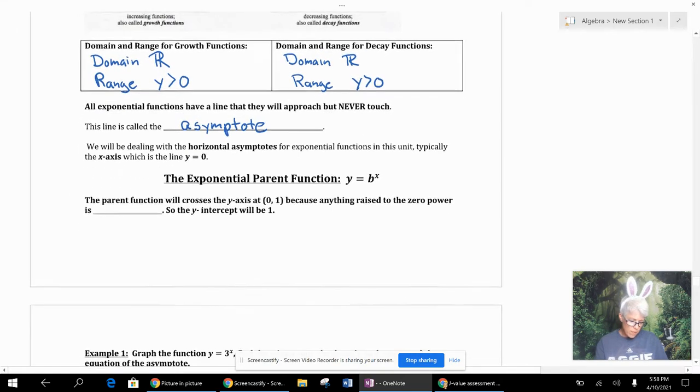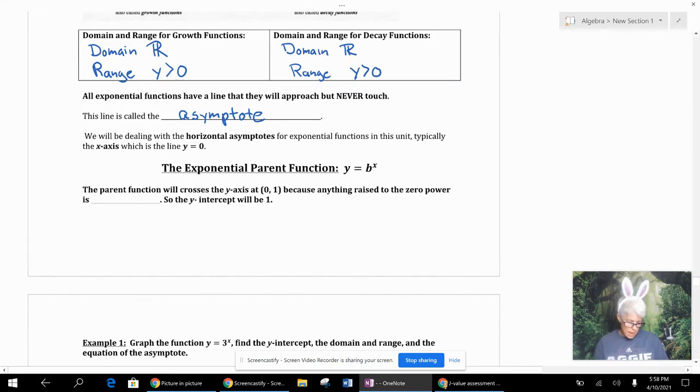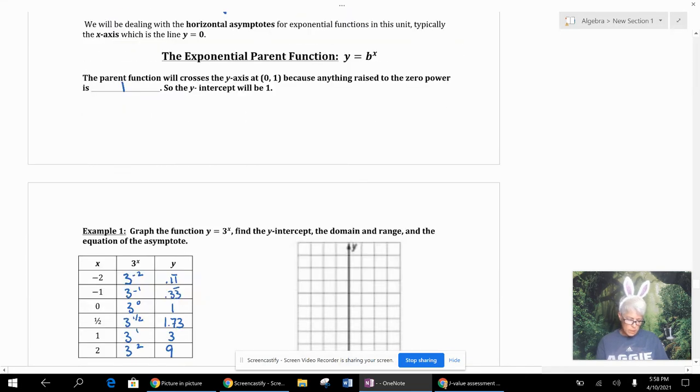Here again we have that parent function, and because anything raised to the 0 power is 1, the parent function will cross the y-axis at (0, 1). So the y-intercept will be 1. Again, you'll see how all this plays out.